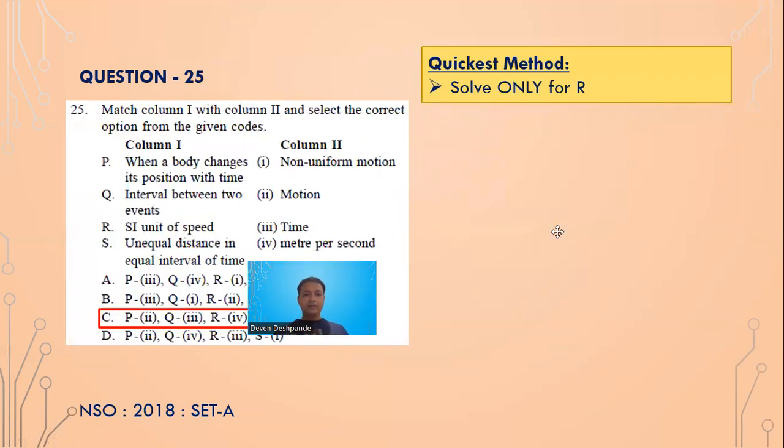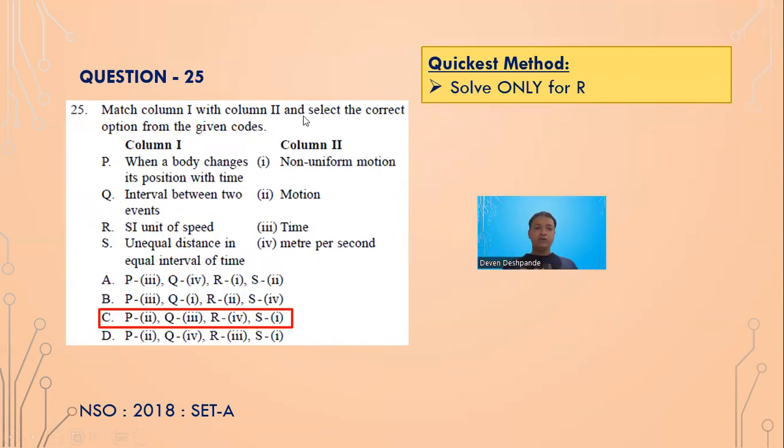Okay, last one. Match columns 1 and 2 and select the correct option from the given codes. Now here you have to see which options are unique. So here P is 3 3. So don't solve for P. Q is 4 1 3 4. So 4 4. So don't solve for Q. R is 1 2 3 and 4. So solve for R and solve only for R, isn't it?